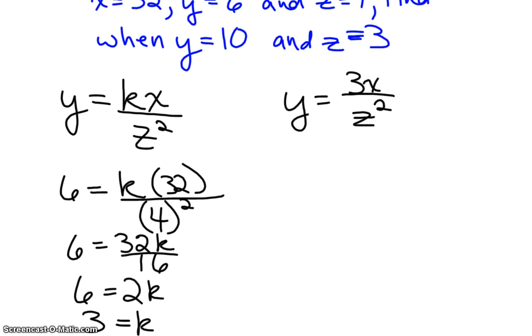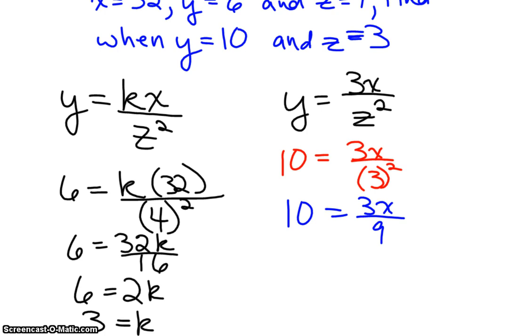So to continue this problem, I'm now going to substitute in the values that I have for y, which is 10, and the value that I have for z, which is 3. So my problem now looks like 10 equals 3x over 3 squared, or 10 equals 3x over 9. 10 equals x over 3, multiply both sides by 3, and x equals 30.